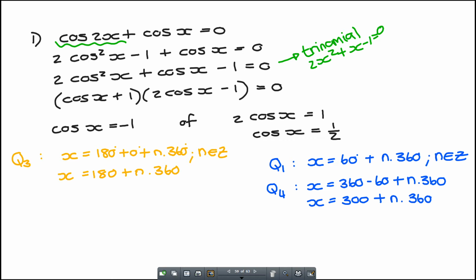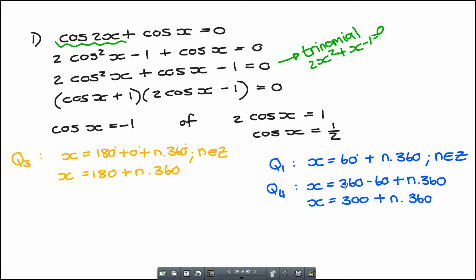Okay, then the second bracket, the 2 cos x minus 1. If I take that, I make that equal to 0. So take the 1 over. Then I've got to get rid of that 2. So if I take it over, it becomes divided by 2. So cos x is equal to a half. If I want to get my reference angle, shift cos a half, that's going to give me 60 degrees. Okay, and done.